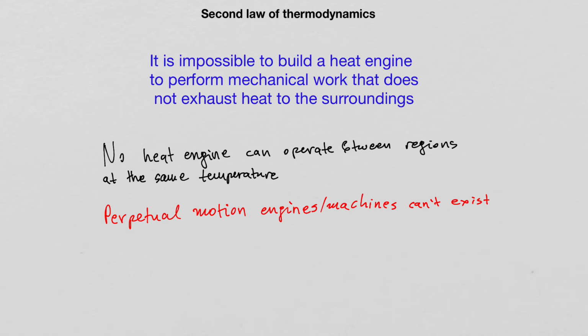And so perpetual motion engines or machines can't exist, and this is because of the nature of the second law of thermodynamics. The heat that is coming from the hot region is converted to mechanical work, and then some of that heat is exhausted into the surroundings. So not all of the heat is converted to mechanical work, 100%.